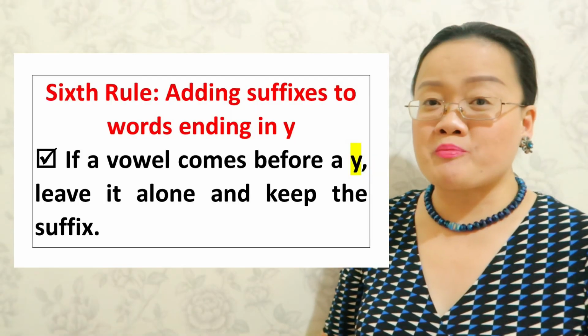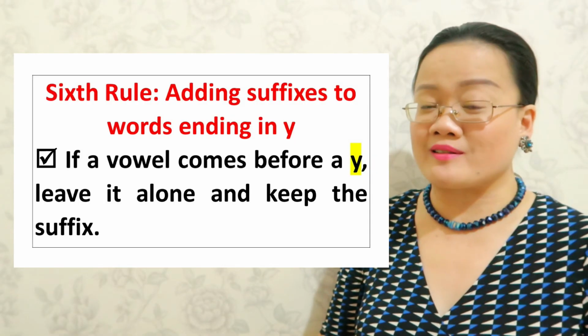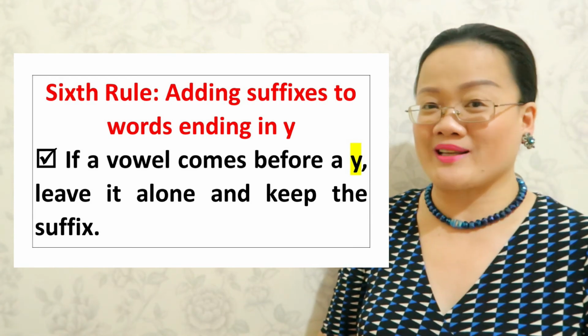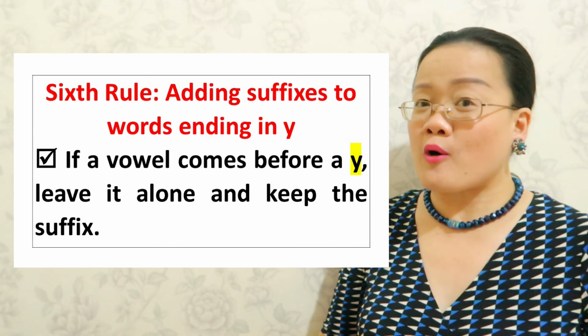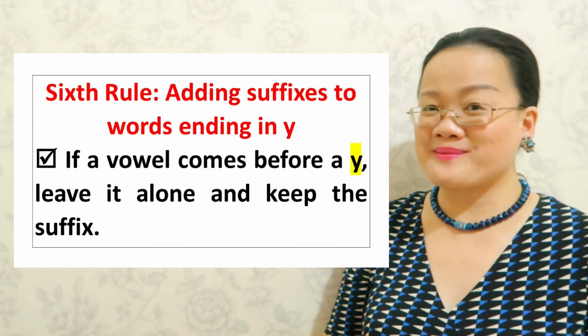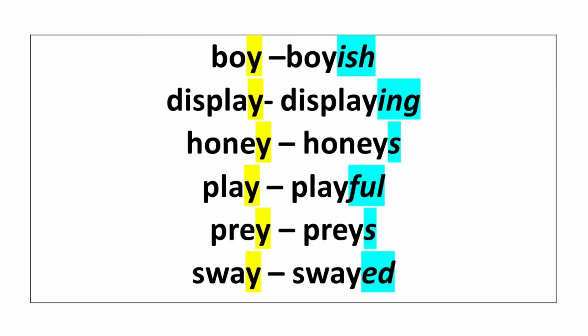Now, there are 2 points to consider in the sixth rule. Let's talk about the first point. If a vowel comes before a Y, leave it alone and add the suffix. For example, boy, boyish, display, displaying, honey, honeys, play, playful, pray, praise, sway, swayed.